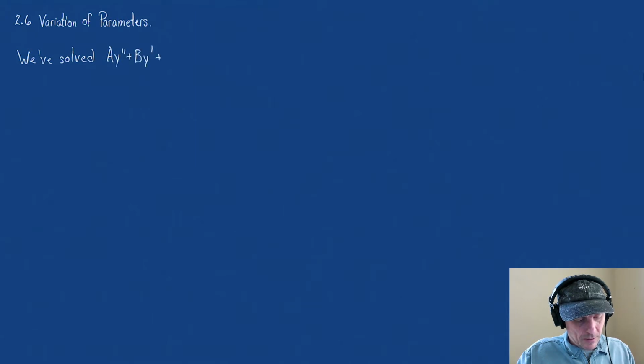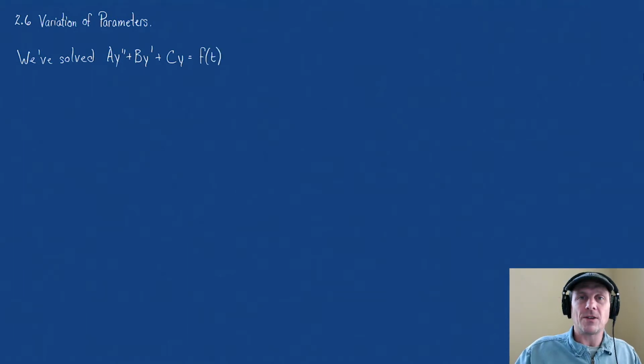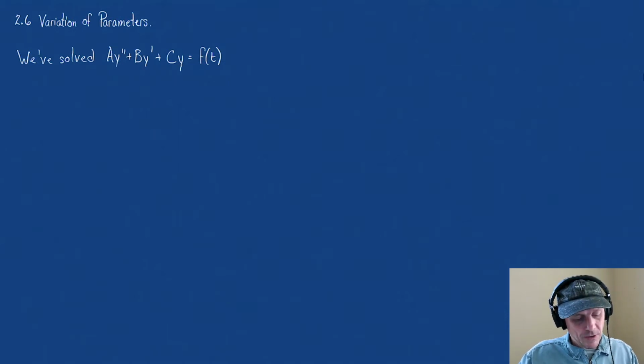I am Tom, and today we're going to take a look at solving a second-order linear differential equation using the variation of parameters. So here we go. So this is what we've done. We've solved a y double prime plus b times y prime plus c times y equals some forcing function. We've looked at a few, mostly variations of undetermined coefficients. Now we're going to try something new, and here's what this is.